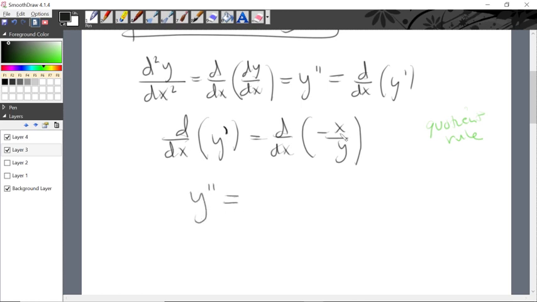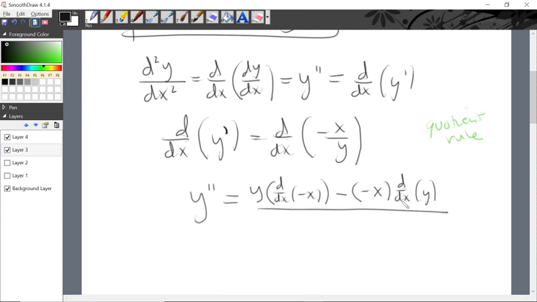On the right-hand side, the quotient rule starts with low d high, so we start with the low function, which is y, and then we multiply by the derivative of the higher function, so the derivative of negative x. I'll just write it out there with the Leibniz notation. Low d high minus, now the high function, so negative x, times d low, and so here's where we take the derivative of the denominator, over the denominator squared.